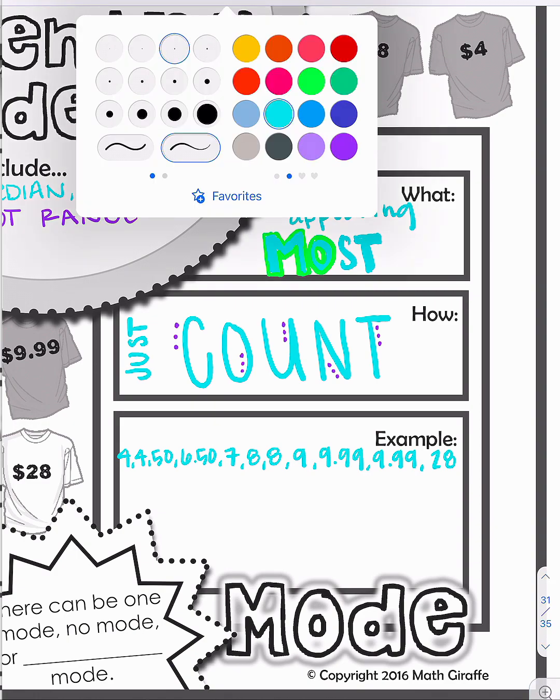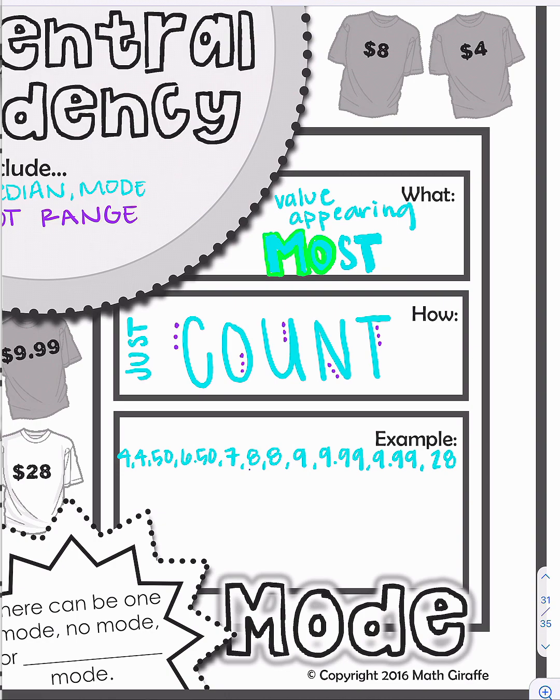So when we look at this, I actually see that I have 2 8s, but I also have 2 9.99s. So this particular data set actually has 2 modes because they both showed up twice. So our mode for this would just be 8 and 9.99.